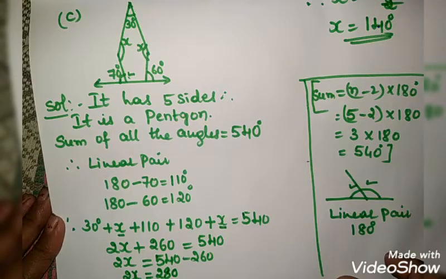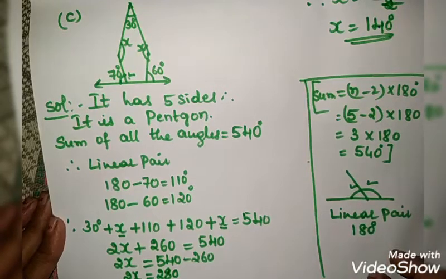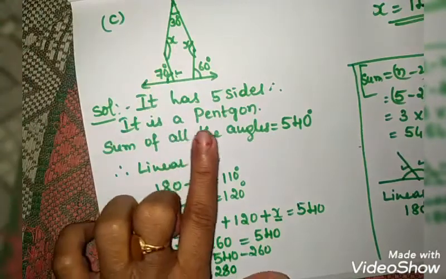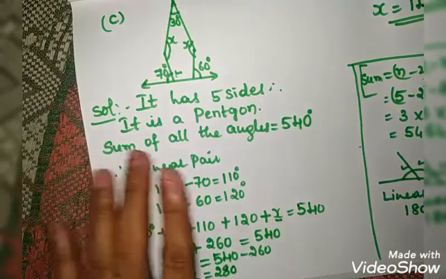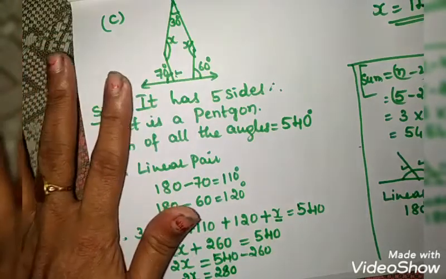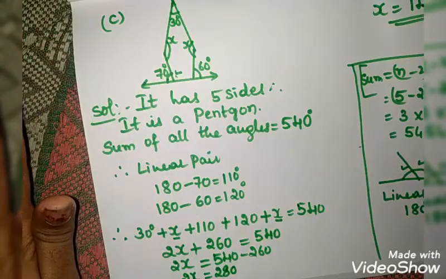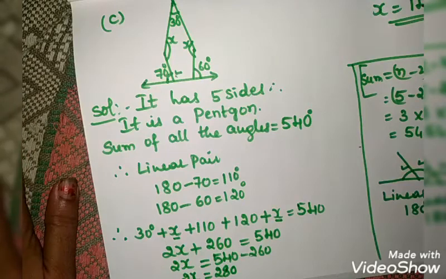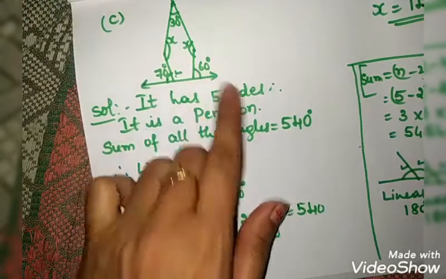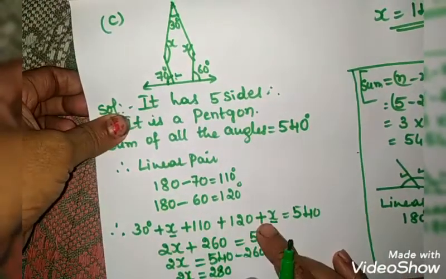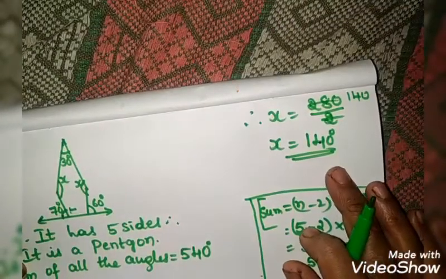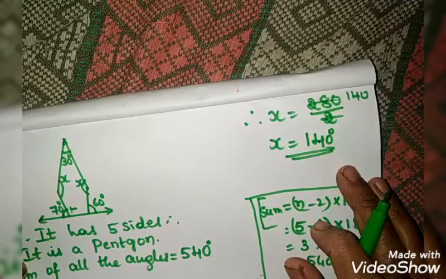And the other 4 sums, the remaining 4 sums, are homework for you. As it is a pentagon, we have taken it has 5 sides. The sum of all the angles is 540 degrees. Also you must have the knowledge of linear pair. The sum of a linear pair is 180 degrees. So 180 minus 70, 110. 180 minus 60, 120. Then you have to add, and it is equated to 540. And we are finding x. Understood now? Hope you understood.